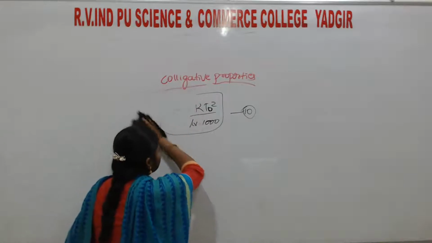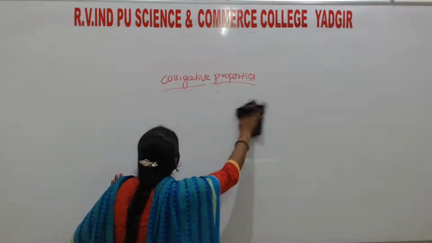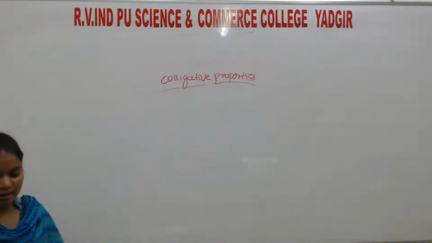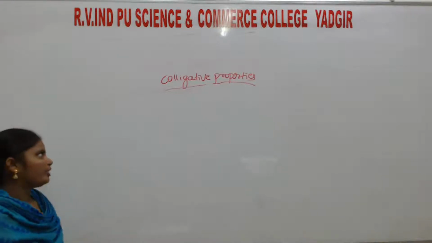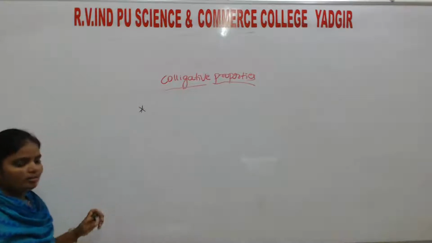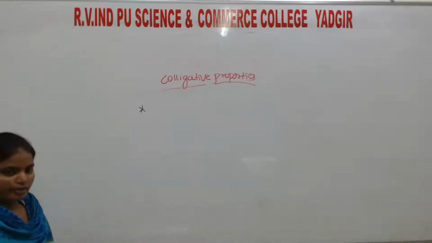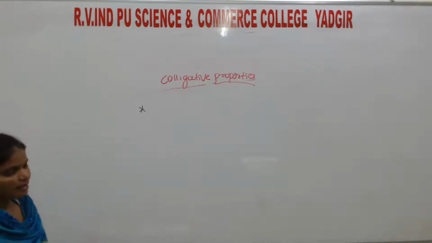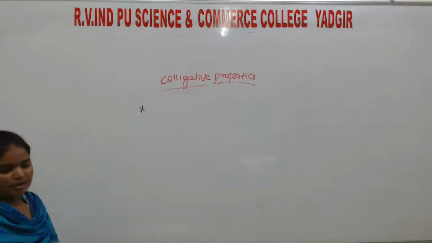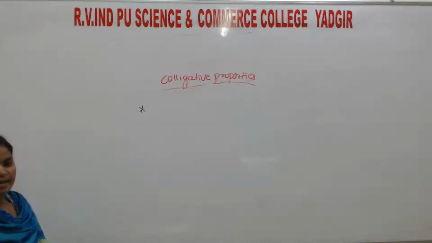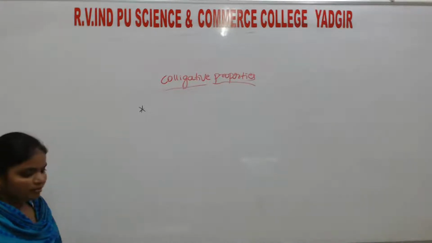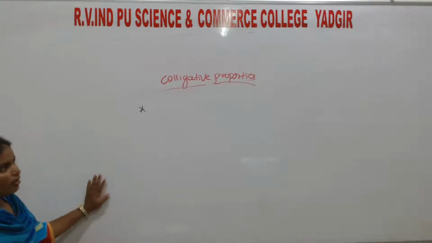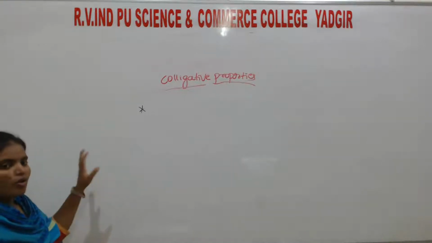I discussed this in the last class. In today's class, I am going to discuss boiling point elevation as a colligative property, and the relationship between molecular mass and elevation in the boiling point equation. Here, is boiling point elevation a colligative property or not? This is a colligative property.